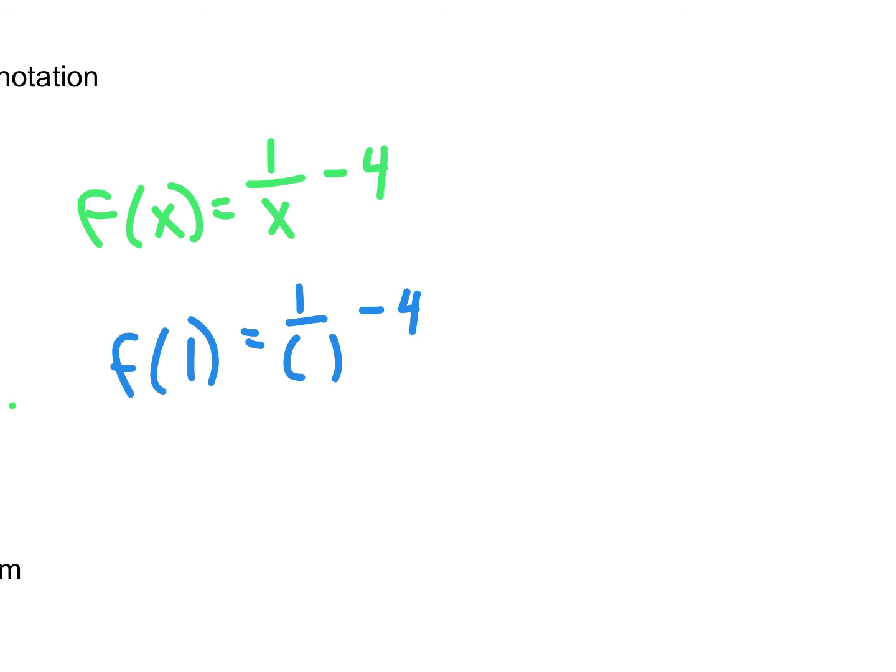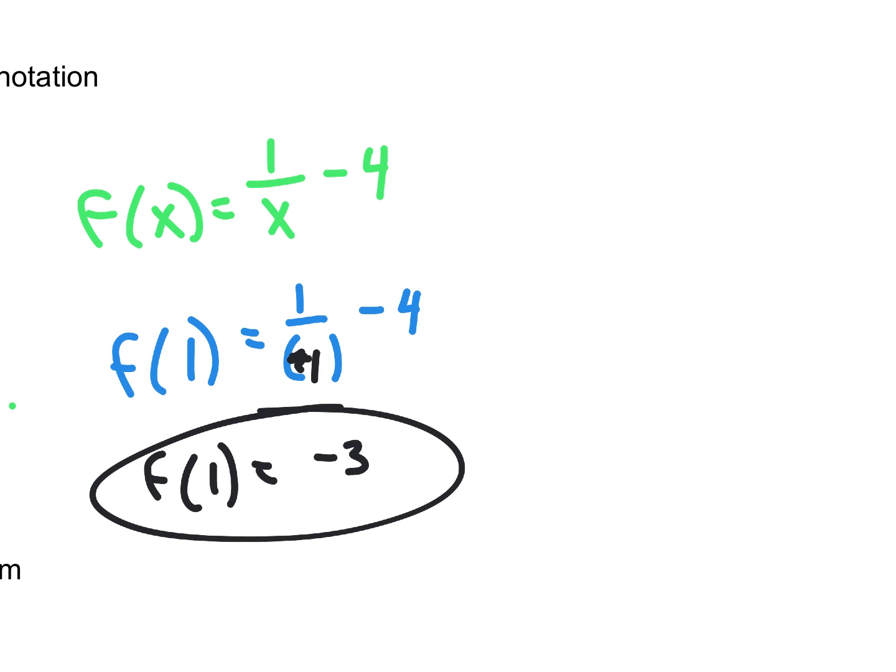Now I'm going to drop in a negative, or no, not a -1, a 1. And then I have 1 over 1 is 1. 1 minus 4 is -3. So f of 1 was -3. That's all there is to it.